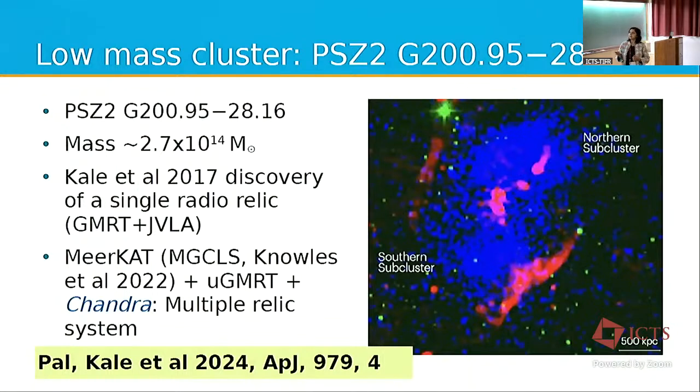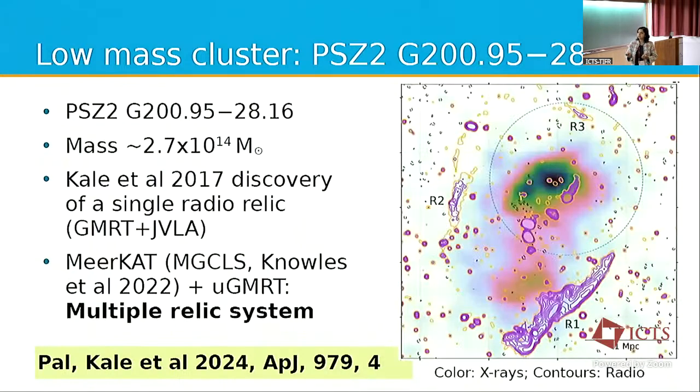So in 2017, we had discovered a radio relic in this particular cluster, for which we used Meerkat and uGMRT and our deep Chandra observations. And we've come up with model propositions for the geometry of this merger. And thanks to Meerkat data and uGMRT data, we have detections of multiple relics in this system. So it has gone from a low mass single relic system to a multiple relic system and a complicated merger.